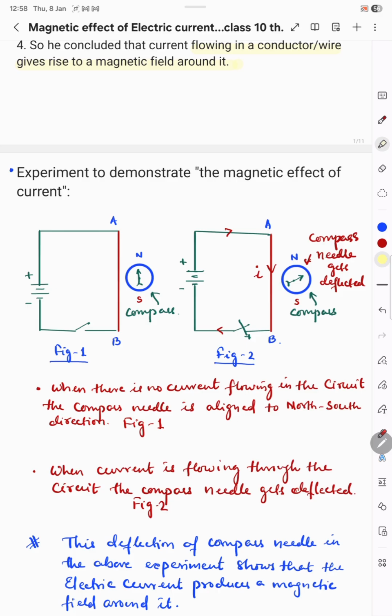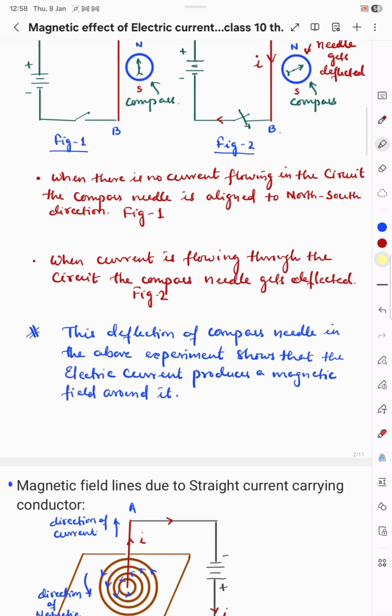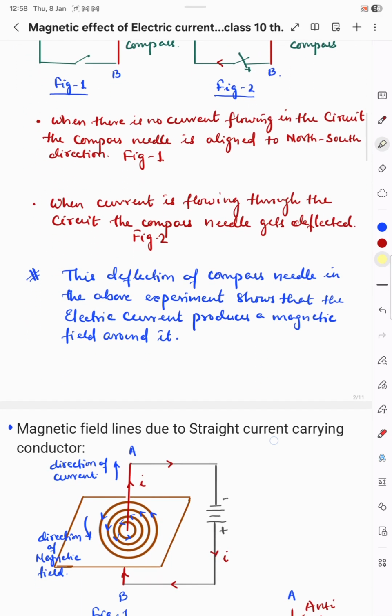When there was no current, the compass needle was aligned in the north-south direction. As soon as the current started flowing, the compass needle got deflected. So this shows that when current is present in the circuit, there is a magnetic field around it.